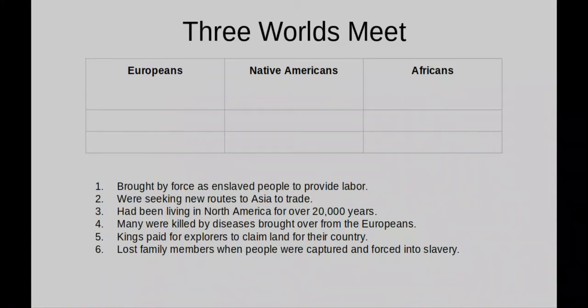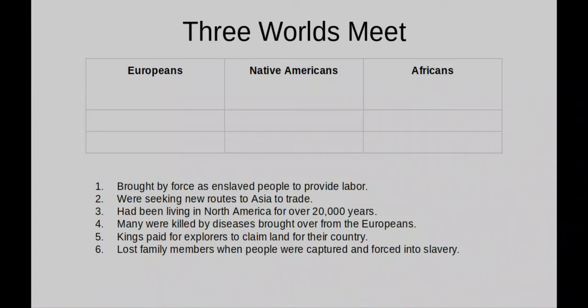Let's review. Europeans, Native Americans, and Africans were part of the Columbian Exchange. Try to match each number to which group it describes. Number 1, brought by force as enslaved people to provide labor. Was that the Europeans, the Native Americans, or the Africans? Number 1 describes the Africans.